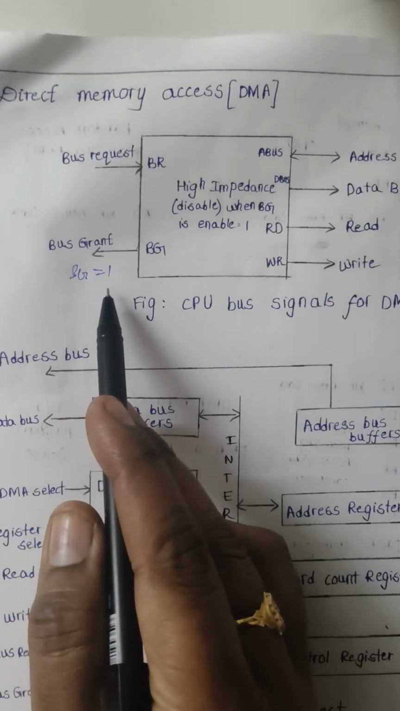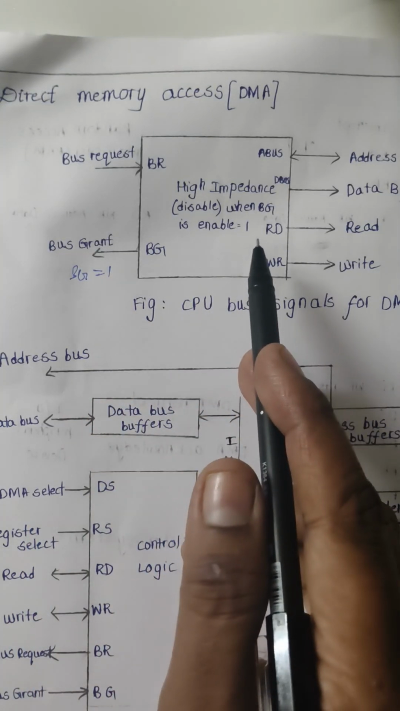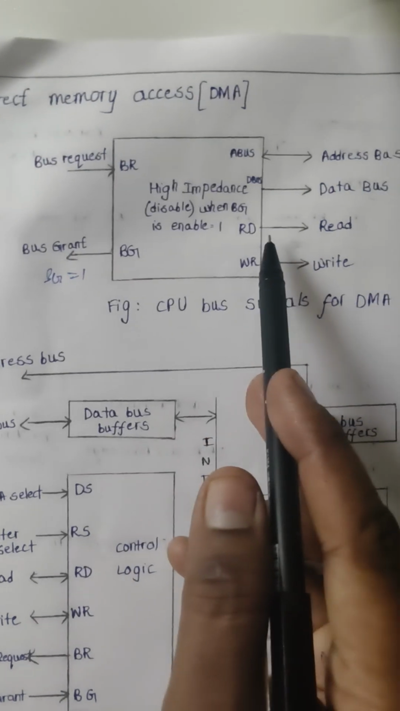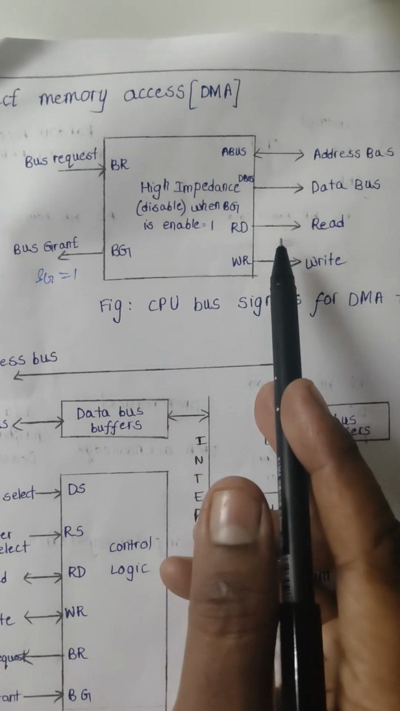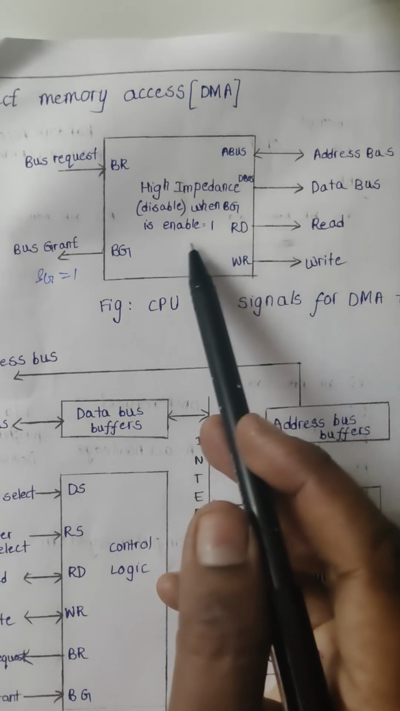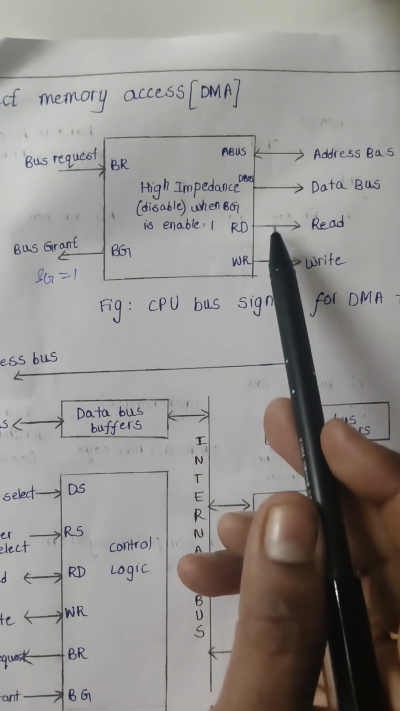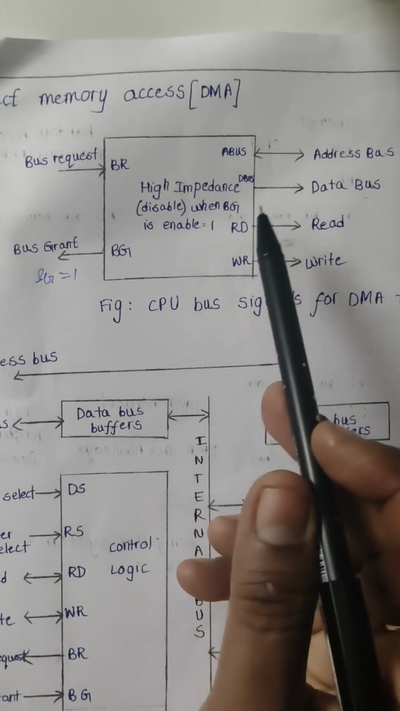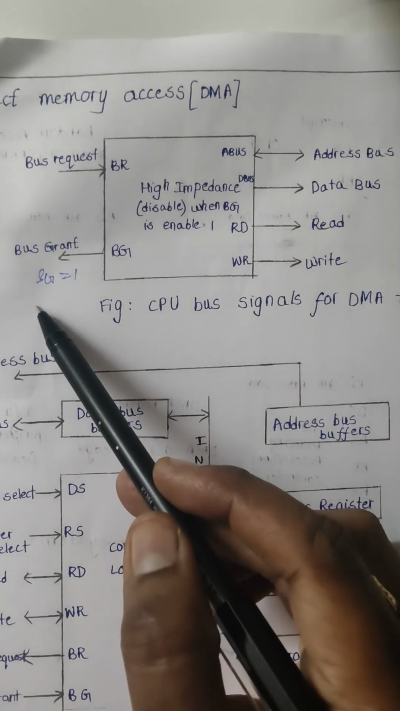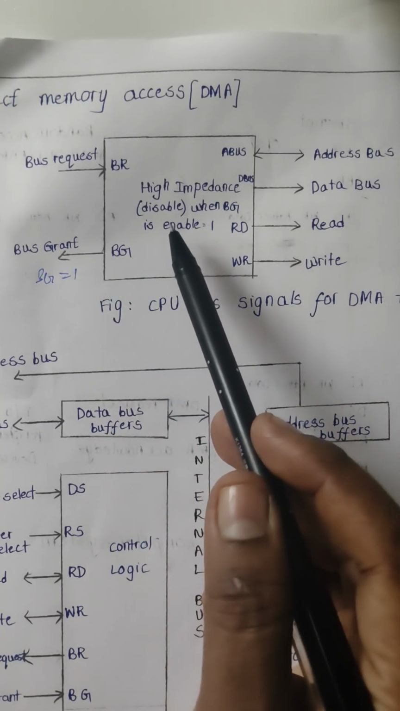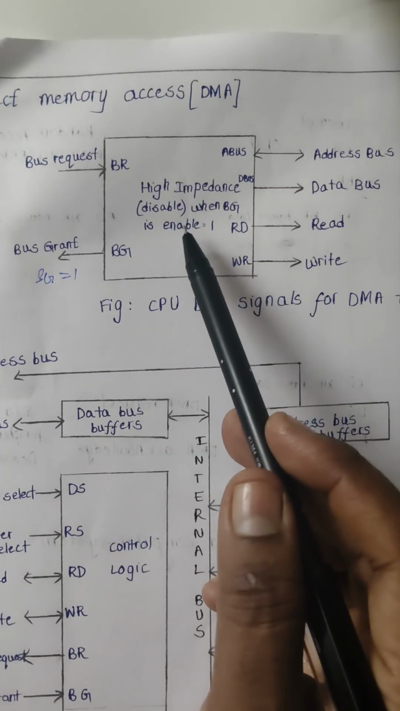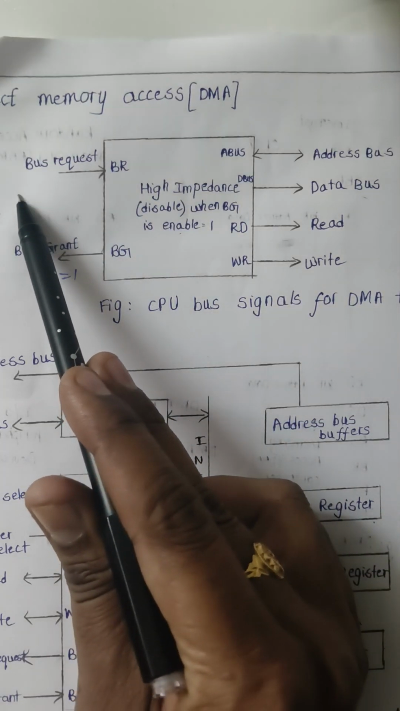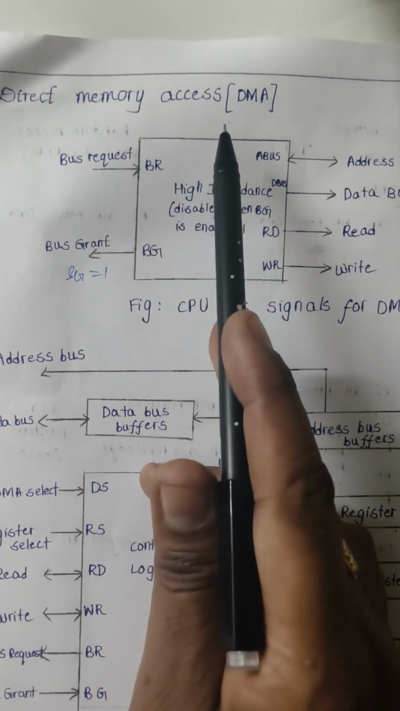If the bus is granted from the CPU, what lines are there here? The CPU has an address bus, data bus, control bus. So the address line, data line, and control lines like read line and write line are there. Whenever BG is equal to 1, the CPU is going to keep these lines disabled, which means they are in a high impedance state. So whenever BG is equal to 1, the DMA comes into existence and transfers the data to the input output devices without the intervention of the CPU. That is the main concept of direct memory access.